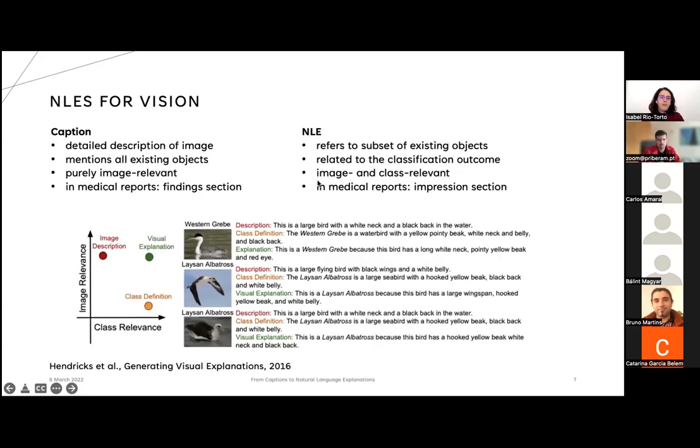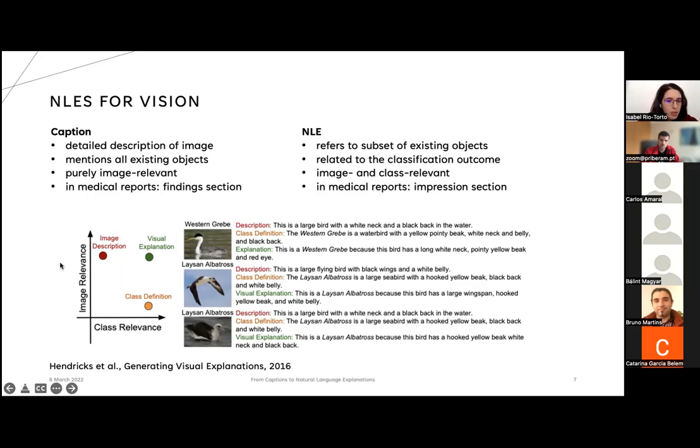So the main topic I wanted to address: natural language explanations for vision. And here I want to take a pause and really focus on the distinction between what is a caption and what is a natural language explanation. So when we have a caption, it is a detailed description of an image. And usually or ideally, it would mention all the existing objects in the image for it to be a detailed description of that image. And so we can say that it is purely image relevant.